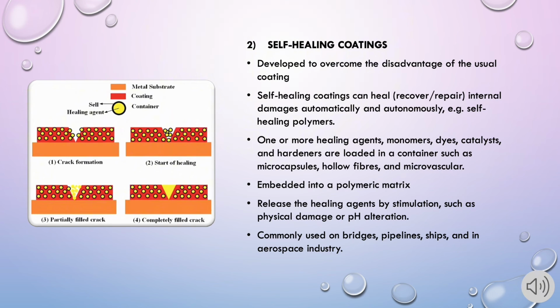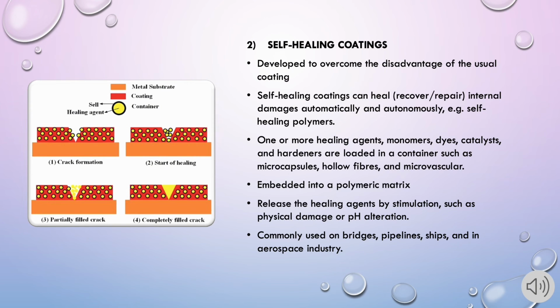Let's move on to the second prevention method, self-healing coatings. This technology was developed to address the limitations of traditional coatings by enabling them to repair internal damage automatically. These coatings use healing agents such as monomers, catalysts, or hardeners, which are stored in tiny containers like microcapsules, hollow fibers, or microvascular networks embedded in a polymer matrix.